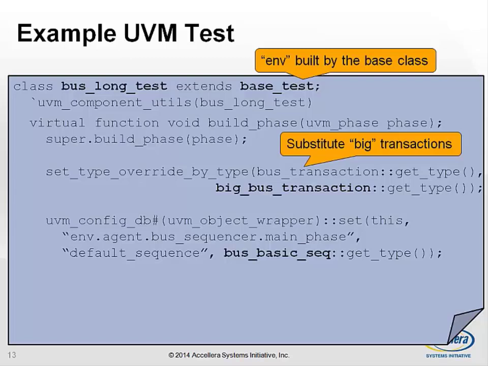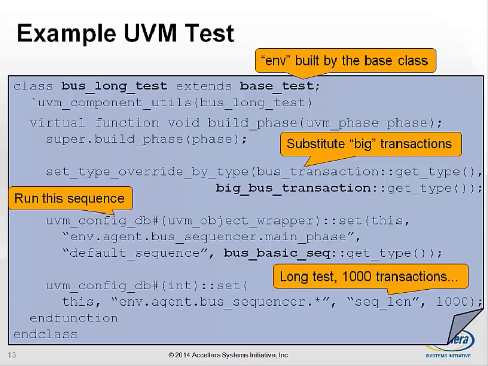I could do this other ways as well, but here I say, look, this sequencer, I want it to run the bus basic sequence. My test should call out what sequences run. I could, in the main phase, simply raise an objection, build and run the sequence, and then lower the objection. But you're kind of constrained in these slides.